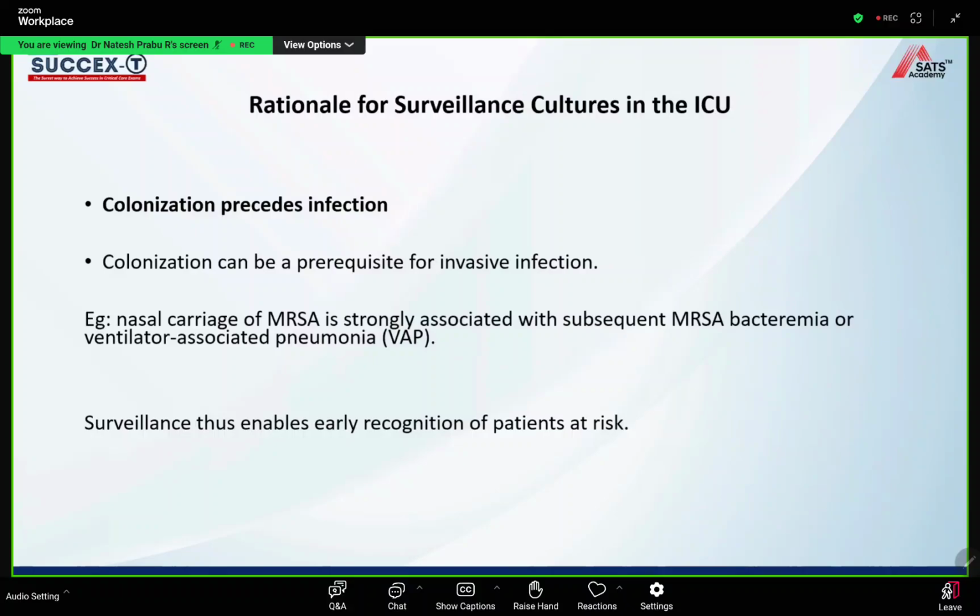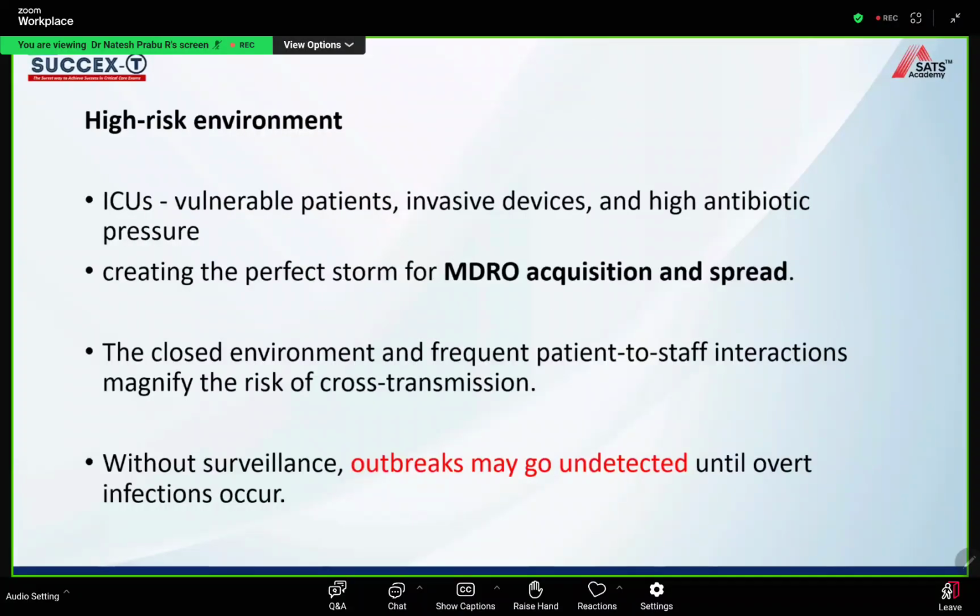So, what is the rationale for surveillance cultures in the ICU? We all know that colonization precedes infection. Colonization can be a prerequisite for invasive infection. For example, nasal carriage of MRSA is strongly associated with subsequent MRSA bacteremia or VAP. Surveillance thus enables early recognition of patients at risk. In a high-risk environment like the ICU, with vulnerable patients, invasive devices, and high antibiotic pressure, these all create a perfect storm for MDR organism colonization and spread, and the risk of cross transmission.